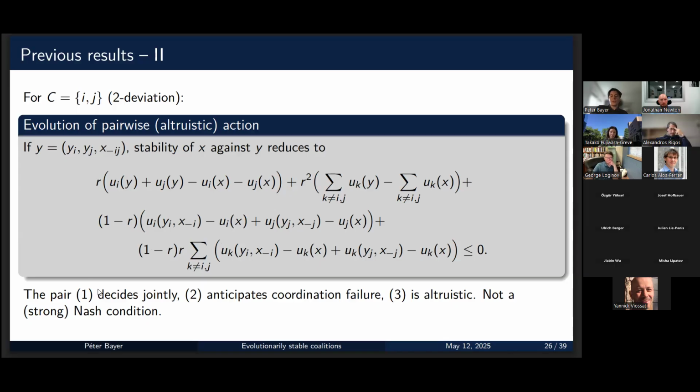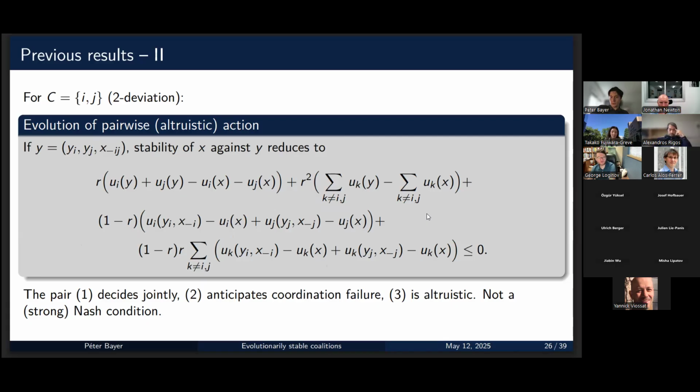Okay, what we get here is that the pair designs jointly, they anticipate this coordination failure, and they're altruistic. This is not a strong Nash condition, because a strong Nash would prescribe something individual for both I and J. But here, what we see is one condition for both of them as a pair. There's no individual participation constraint.